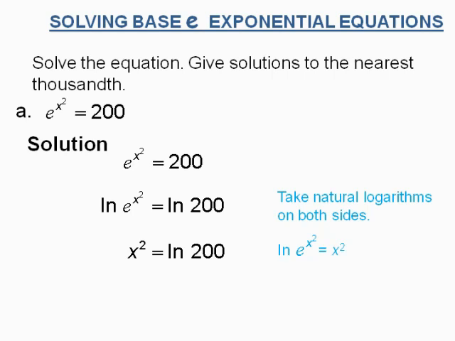More examples, you ask? Let's take an exponential equation with base e in it. What if we have e raised to the x squared power equals 200? Again, on this example, we're going to take the natural log of both sides of the equation.